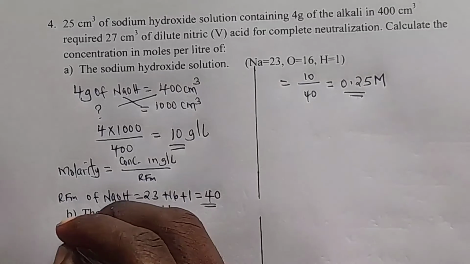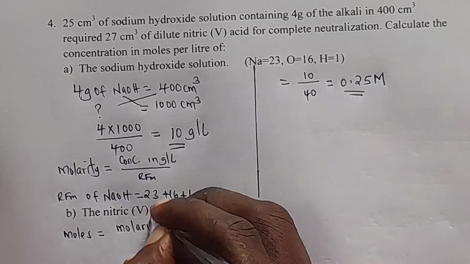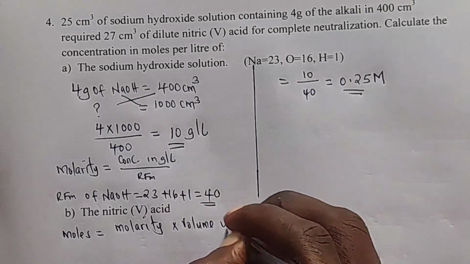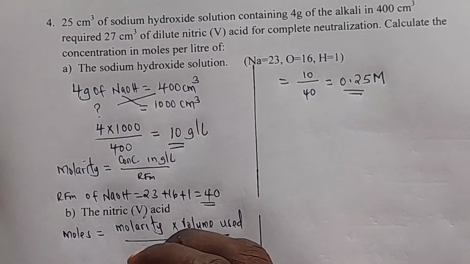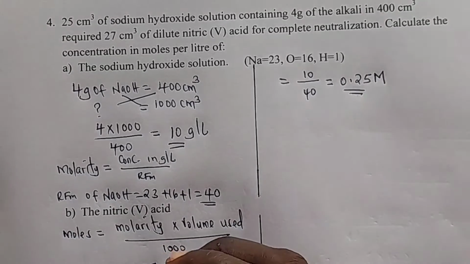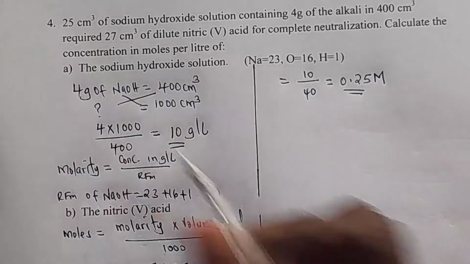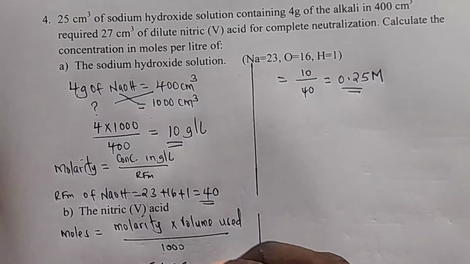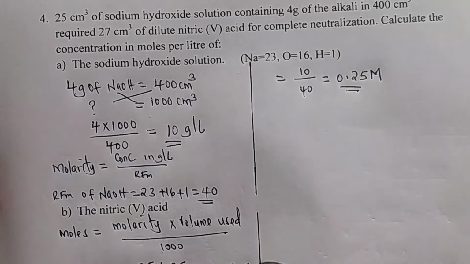So we said moles is given by molarity times volume used over 1000. My molarity is 0.25 multiplied by 25, which is the volume of that sodium hydroxide, divided by 1000. So here I'm going to get 0.00625 moles of sodium hydroxide.